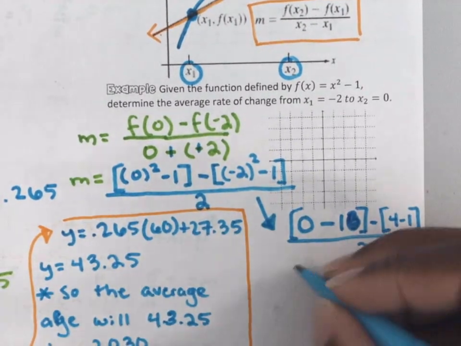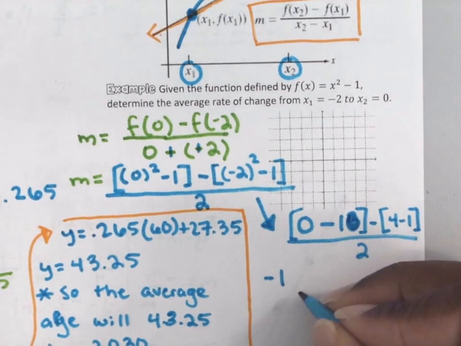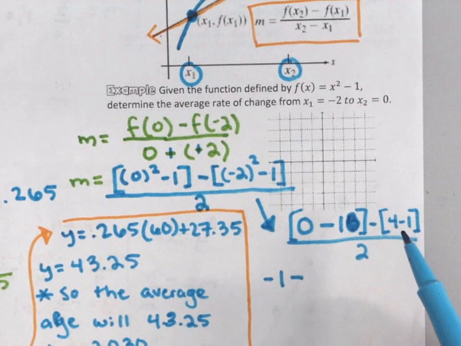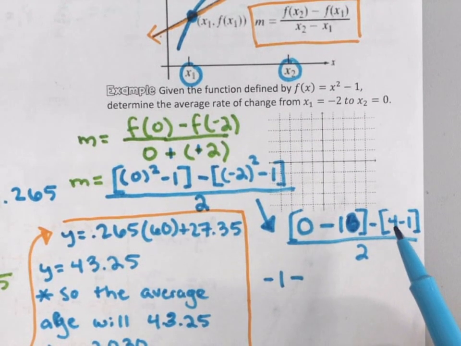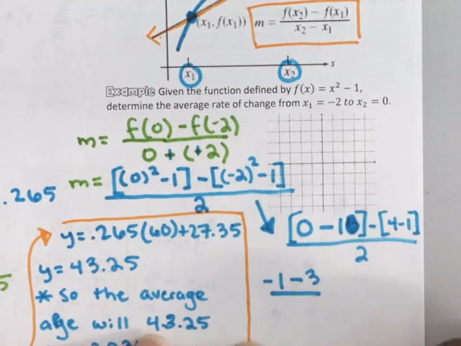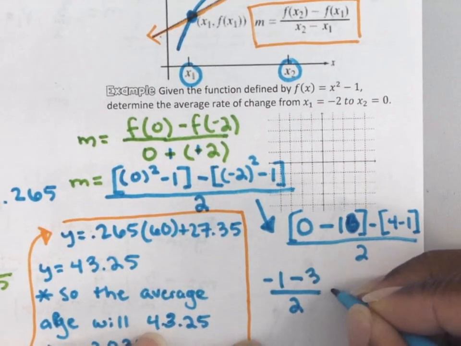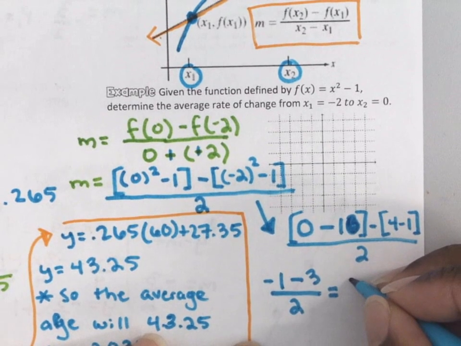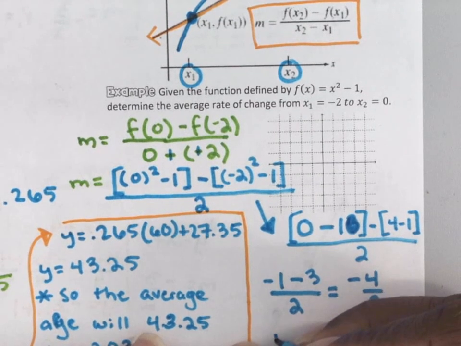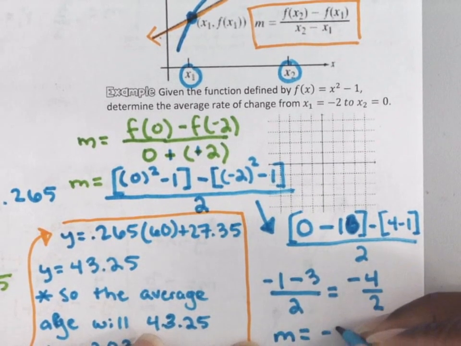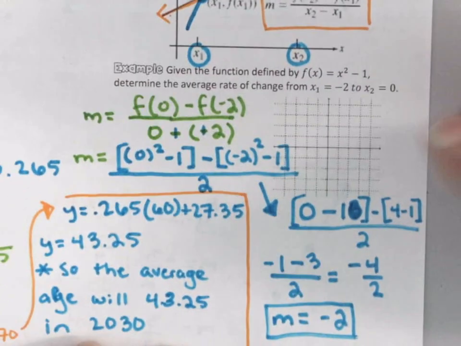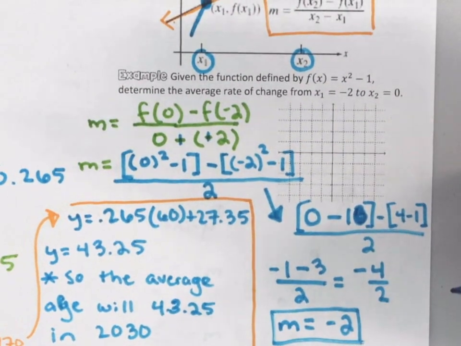Here I got -1 minus what? Divided by 2. The top comes out to equal -4 divided by 2, which is -2. So my average rate of change between these 2 points would be -2.